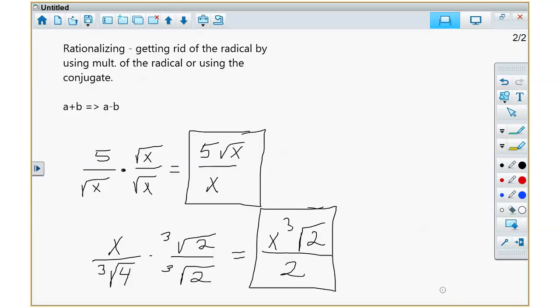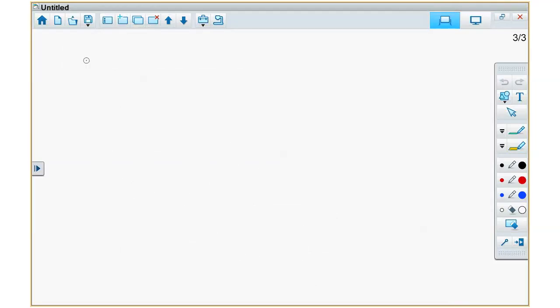Now let's move on to the conjugate. How about something simple? 4 over the square root of x minus the square root of 2. That could also be the square root of x minus 2 under the radical. Either one, you could break it up. Use the conjugate.